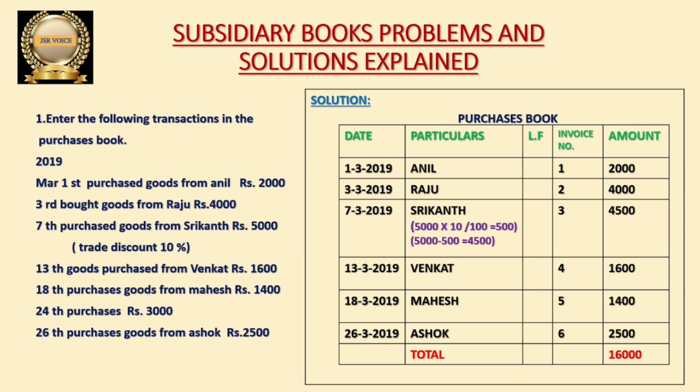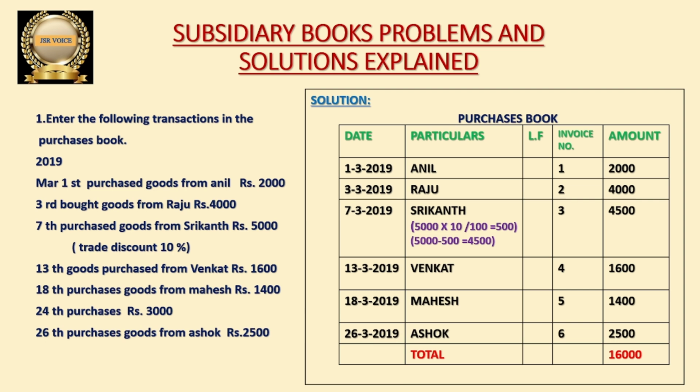I am reading the question. You can look into the question which is available on the left side. Enter the following transactions in the purchases book. They are asking us to prepare the purchases book. So we should keep the columns ready first. You can observe on the right side, columns are ready and items also are recorded already. But what are the columns? Date, particulars, LF, invoice number, amount. On the top we should write purchases book.